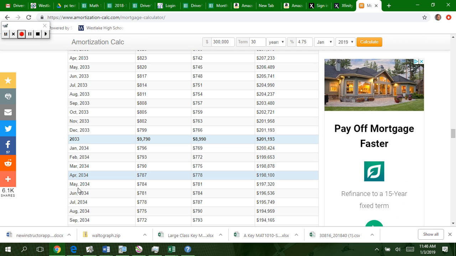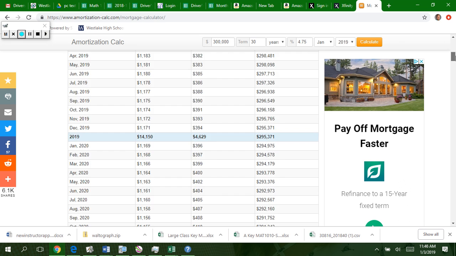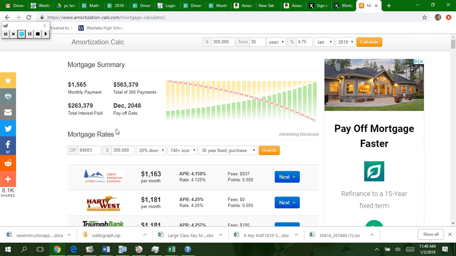It'll take me 30 years to finally pay it off. That's a 30-year mortgage. That's the whole goal. Yeah, there's other ways. I'm going to show you that. So really, in the end, guys, I want to show you this. $300,000 is what I bought the house for, but this is what I pay for it after the 30 years with the interest.